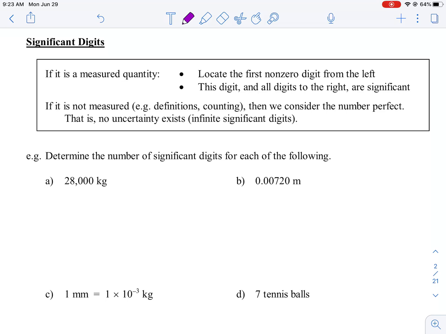So the key thing here is you actually want to start from the left. So look at A, 28,000 kilograms. We're going to start from the left-hand side. And then we're going to go to the first digit that is not a 0. And you can see that that would be the 2. The 2 is not a 0. So that would be the first significant digit. That digit and every other digit to the right will be significant. So in this case, all of them are significant. So this one would have 5 significant digits.